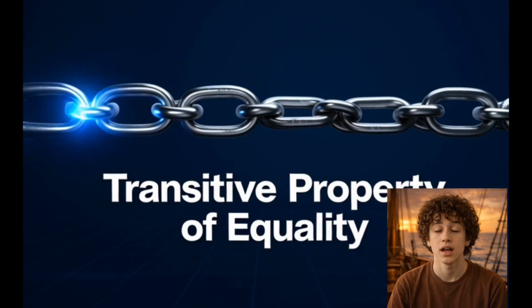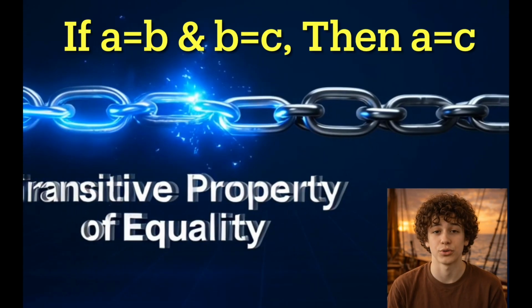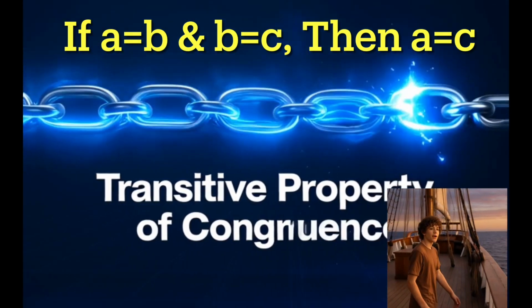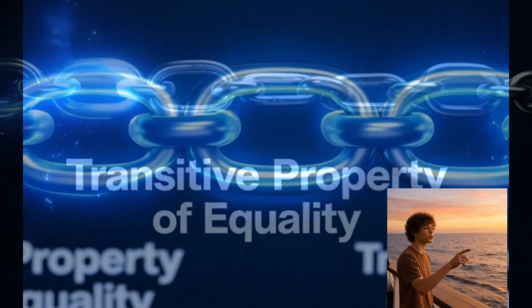That is the transitive property of equality, a chain of clues. So it is like a chain of clues. Each link connects to the next. Follow the chain and you reach the truth.